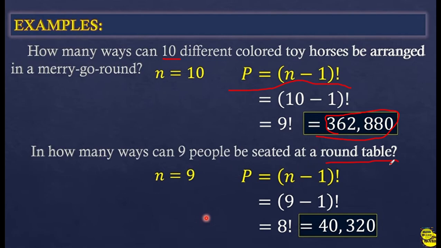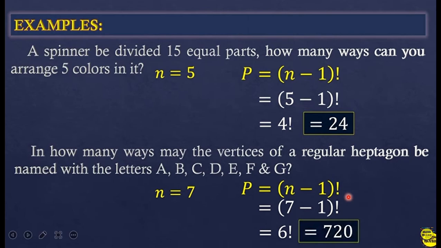Now we also have, in how many ways can 9 people be seated at a round table? So we know that a round table is a circular permutation. Sakto? So n is equal to 9. We will be using this formula, so 9 minus 1 factorial is equal to 8 factorial. That's 40,320.